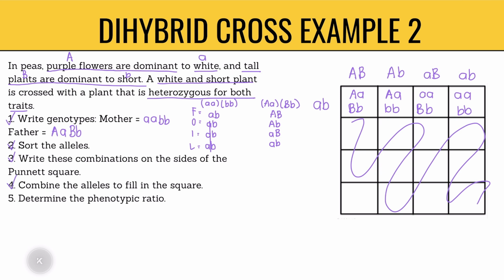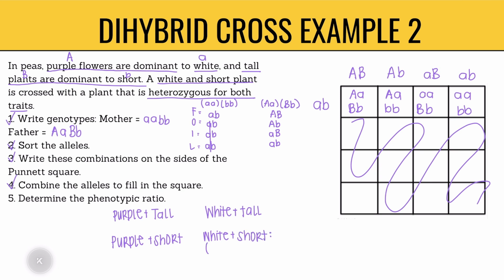So determine the phenotypic ratio. I had purple and tall, I had purple and short, I had white and tall, and then I had white and short.